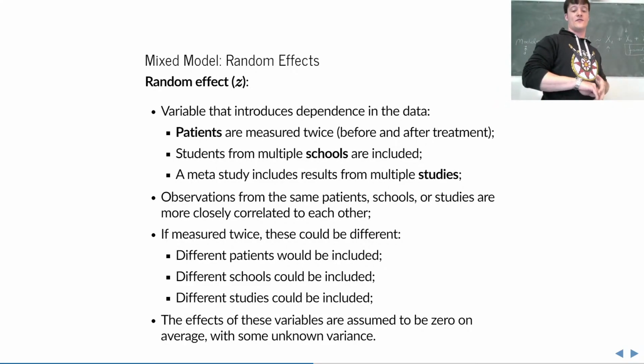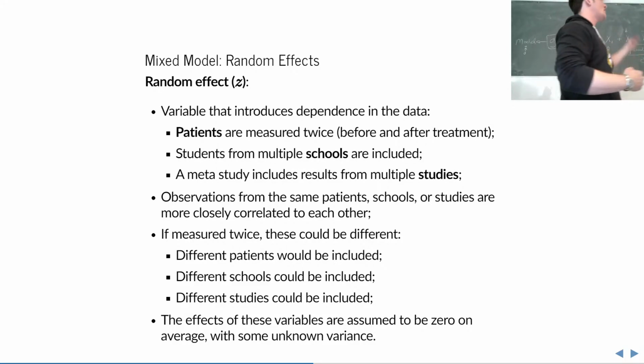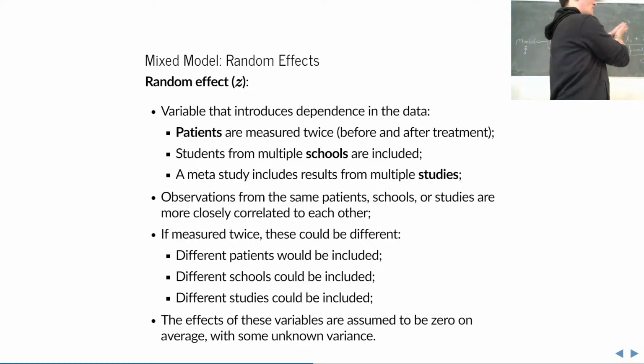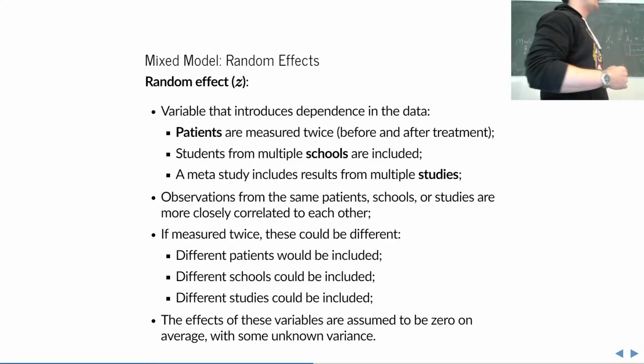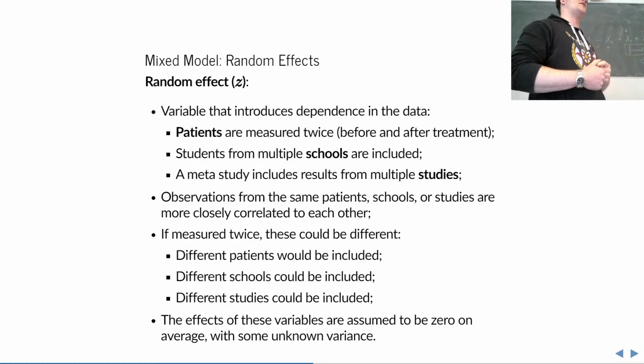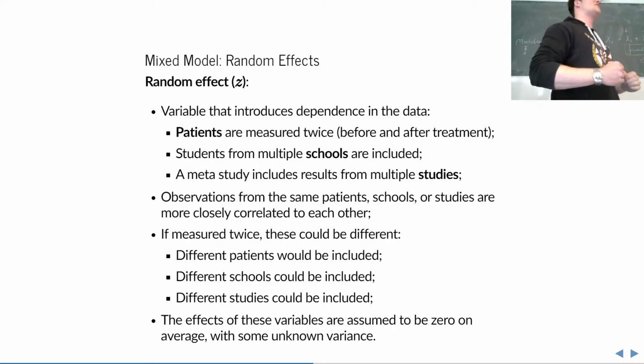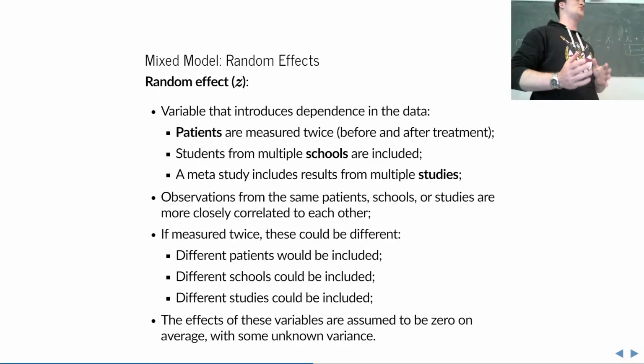Now, the effect of these variables, we assume them to be on average 0. So on average, all the schools have a difference of 0 from your model, but individually they differ. Now, we could estimate a fixed effect for every different school. Let's say that you're assessing 100 schools in the Netherlands, but that costs 100 degrees of freedom, which is very inefficient. And also, what if you want to generalize your conclusions to school number 101? Your model cannot do that.